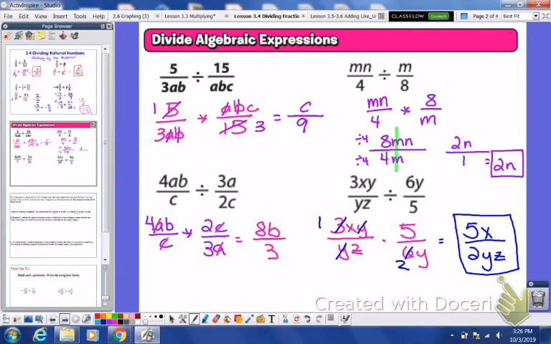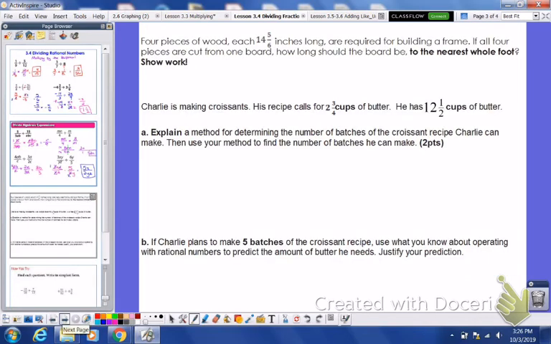Okay, let's look at a word problem. 4 pieces of wood, each 14 and 5/6 inches long, are required for building a frame. If all 4 pieces are cut from one board, how long should the board be to the nearest whole foot? Show your work. So if I'm cutting all 4 pieces from one board, then that means the board needs to be long enough for all 4 pieces, obviously. So I'm going to take the length of one piece, 14 and 5/6 inches, times the amount of pieces I want, so 14 and 5/6 times 4.